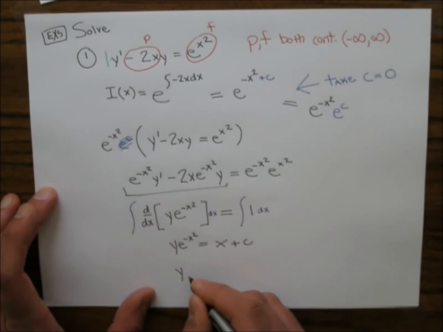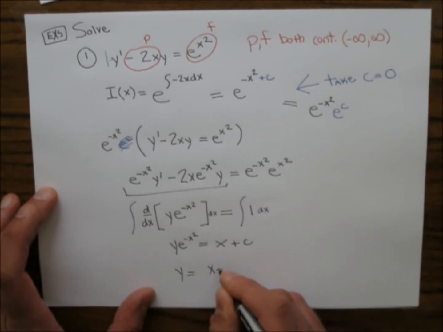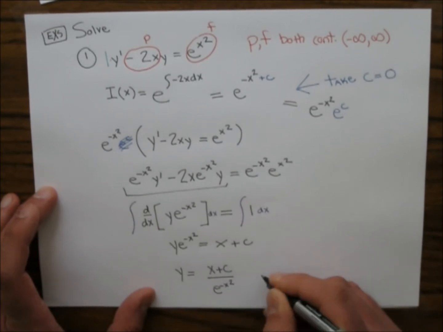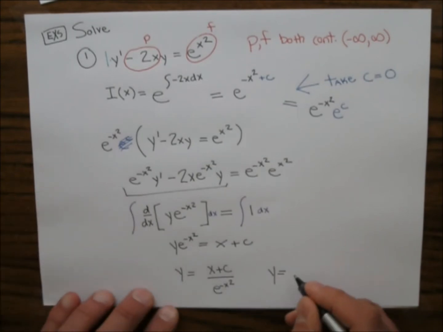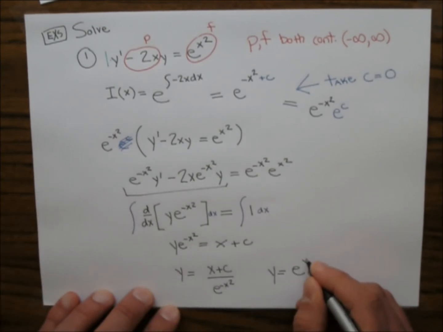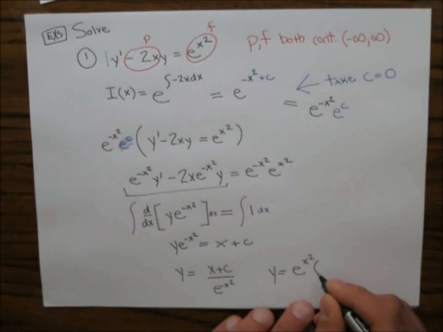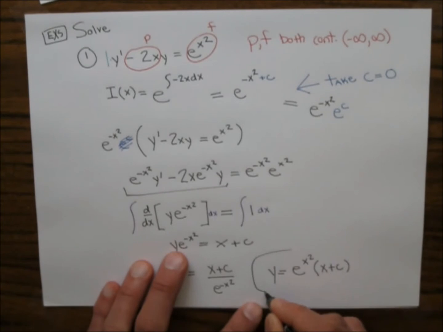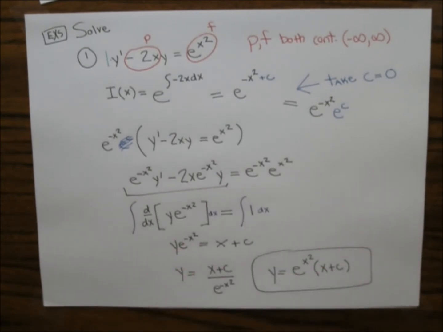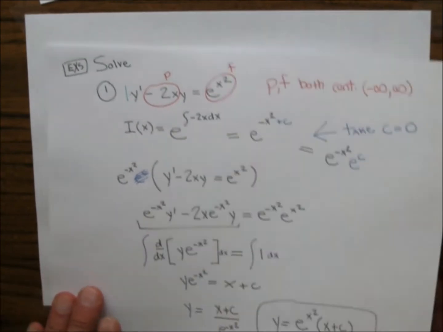So I'm going to write this as y equals x plus c divided by e to the negative x squared. We can actually make it look a little better because this is a negative exponent. We'll just bring it up, and this is going to be e to the x squared times quantity x plus c. And that is our answer. This is the method of the integrating factor. So I think for us to feel comfortable with this, we should look at a few more examples.